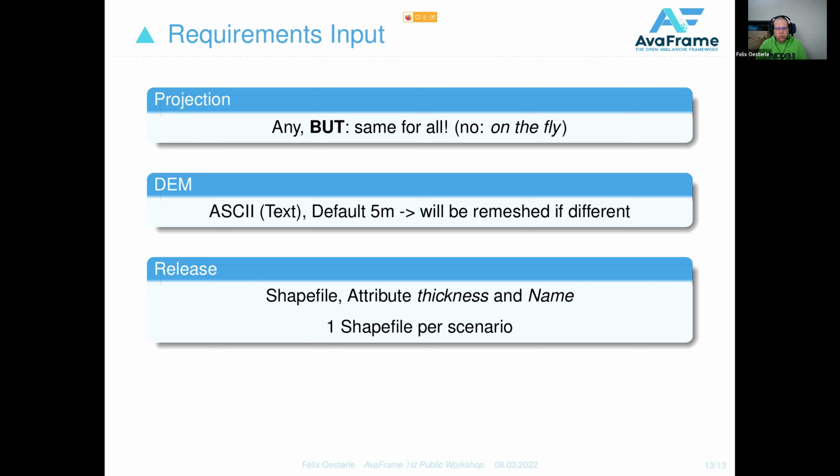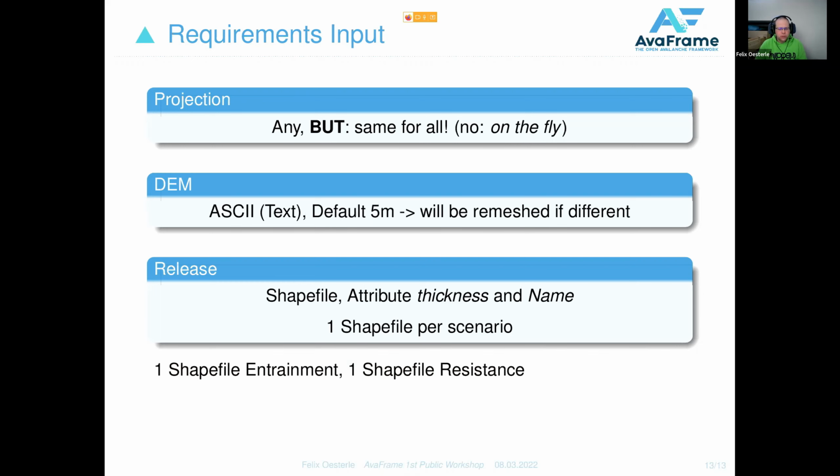And you can have one shapefile per scenario. So what do we call scenarios? You can cluster multiple release areas if you want to, and say this is one scenario, and then they will all be started at the same time. And you can have multiple scenarios run at the same time. I will show that as well.